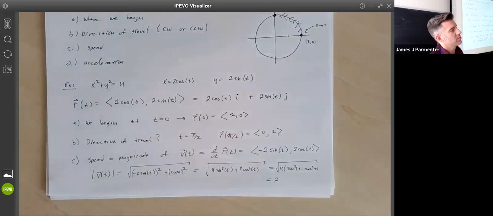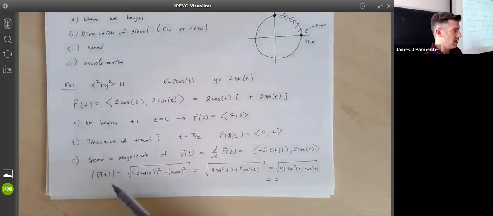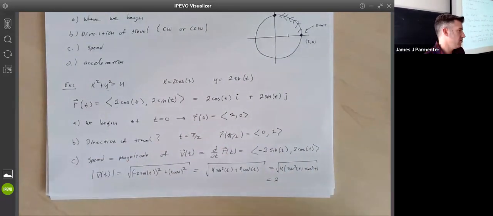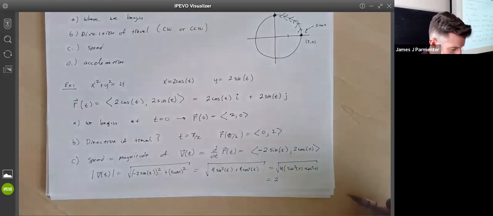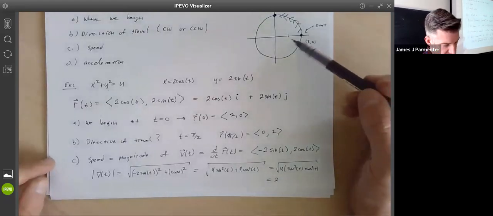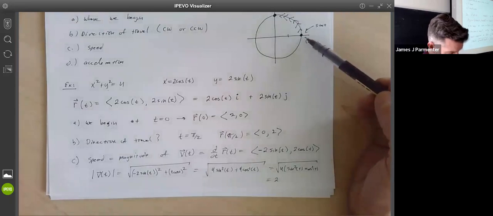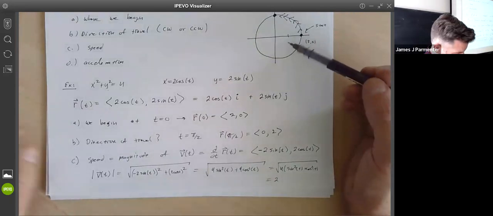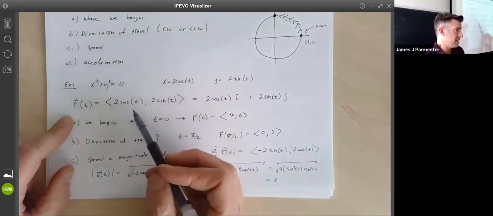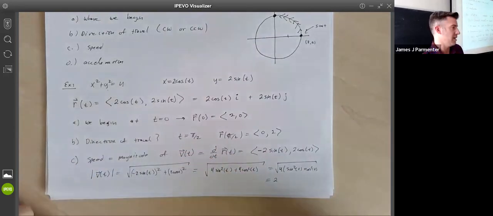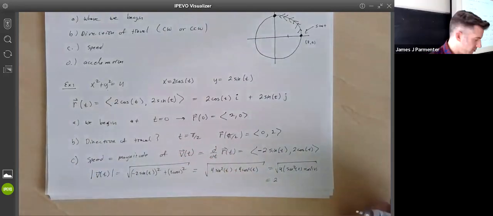2 what? 2 whatever per whatever, right? Nobody said anything about units here. We could give ourselves units if we wanted to, but we don't really need to. If you said this circle had a radius of 2 meters and it was moving to this position at t seconds, then you can say the velocity was in meters per second.